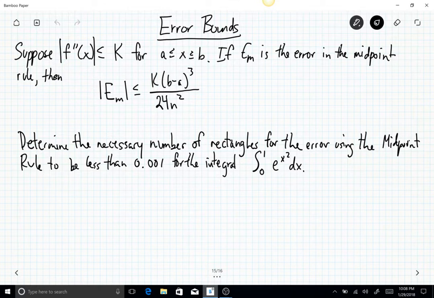Okay, so say we had this integral, and the nice part is why I like it: the integral from 0 to 1 of e to the x squared dx. You're probably going to need a calculator for this one, just a heads up, if you're trying to actually get the number of rectangles. We could always leave it as is and say someone else can figure it out once they have a calculator. But we'll go through it. What we want is to determine the necessary number of rectangles using the midpoint rule, not saying that's the best here, for the error to be less than 0.001 for the integral from 0 to 1 of e to the x squared dx.